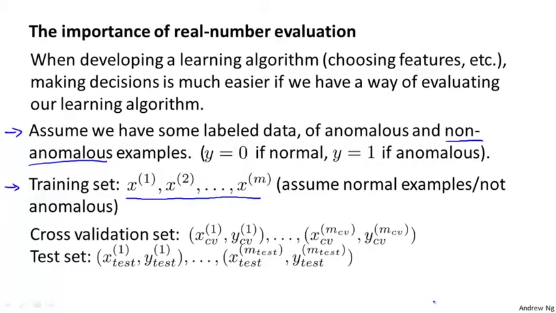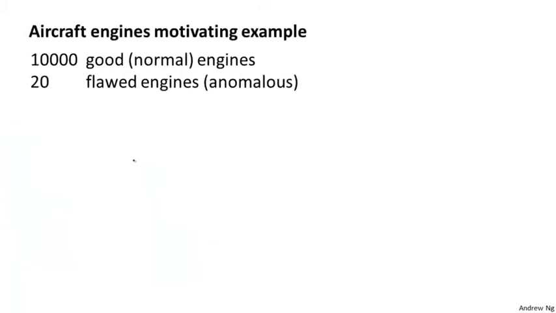Specifically, for both the cross-validation and test sets, we're going to assume that we can include a few examples that are known to be anomalous. So the test set, say, will have a few examples with y equals 1 that correspond to anomalous aircraft engines. So here's a specific example. Let's say that altogether, this is the data that we have.